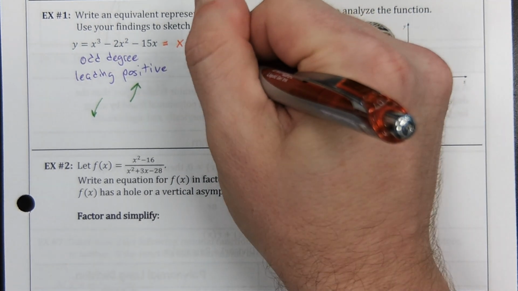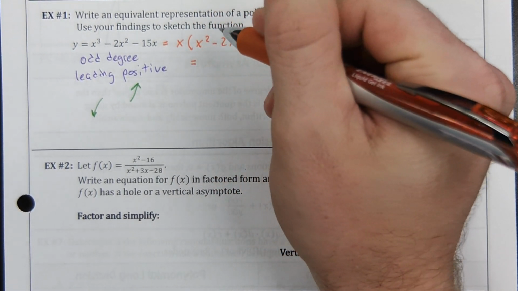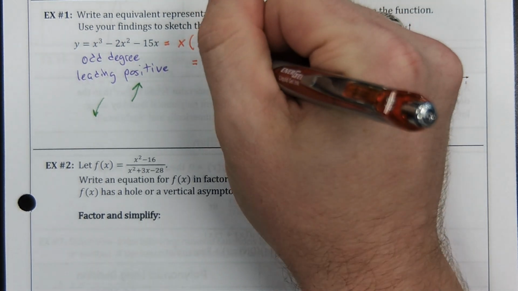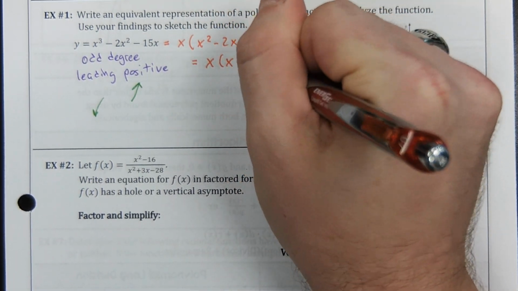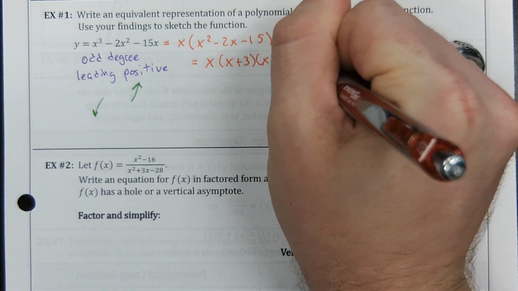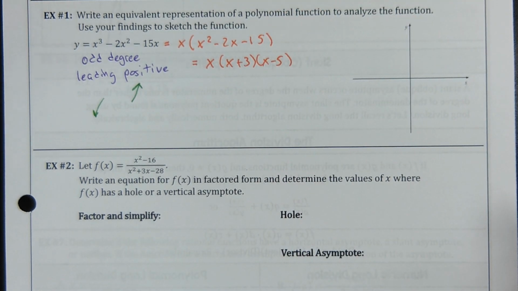If you hear me say something wrong or write something wrong, please catch me, because I was goofing up left and right last period. x times (x plus 3)(x minus 5). So then how many times does this cubic interact with the x-axis? All 3 times. And so my question is, does my graph bounce at any of these x-intercepts?